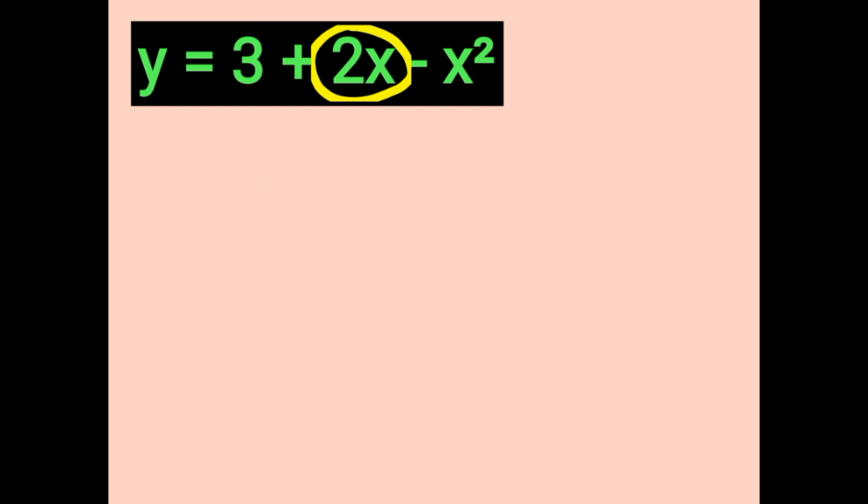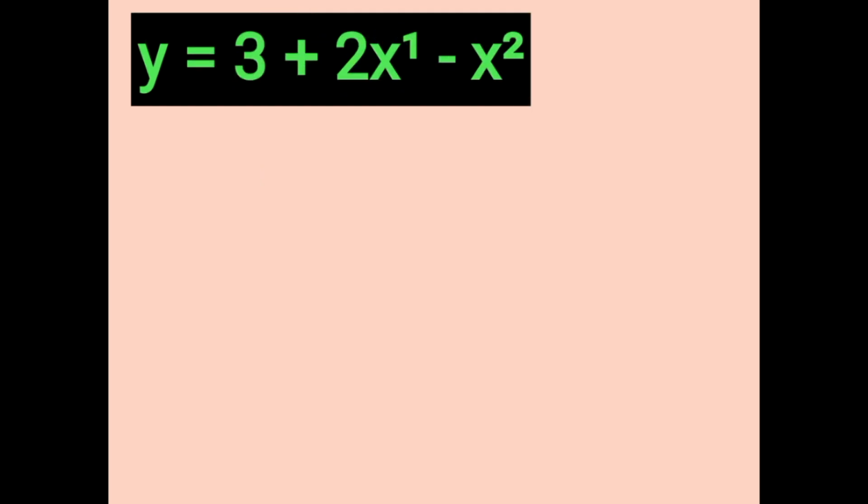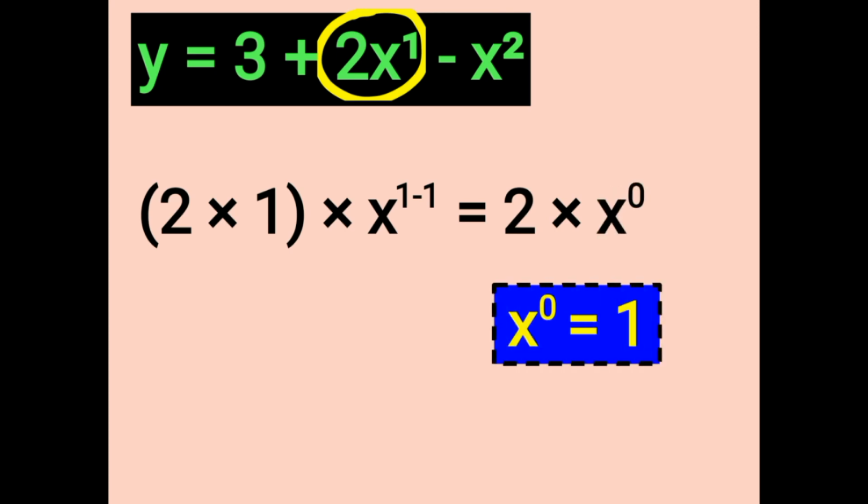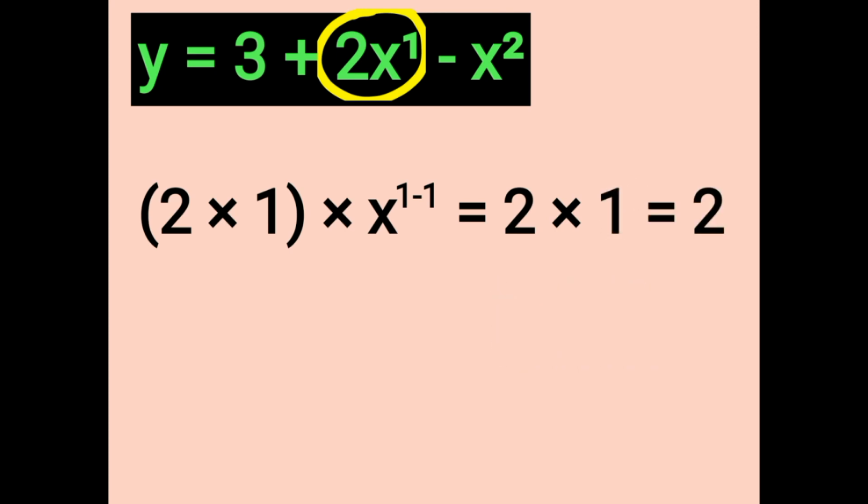Now, 2x. Here, the power of x is 1, so let's say 2x to the power 1. Now, to differentiate 2x to the power 1, we multiply the constant 2 by the power 1 and then subtract 1 from that power. So, 2 times 1 times x to the power 1 minus 1 equals 2 times x to the power 0 equals 2 times 1, as x to the power 0 equals 1, then 2 times 1 equals 2.